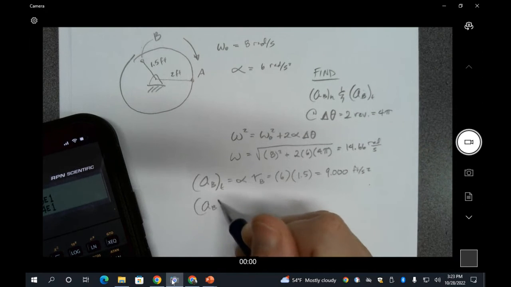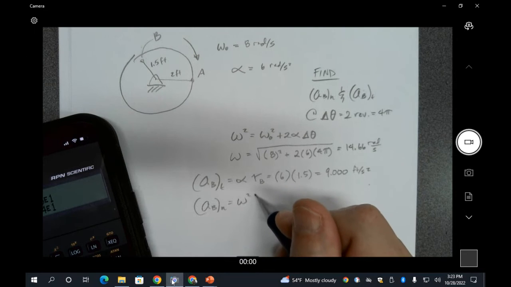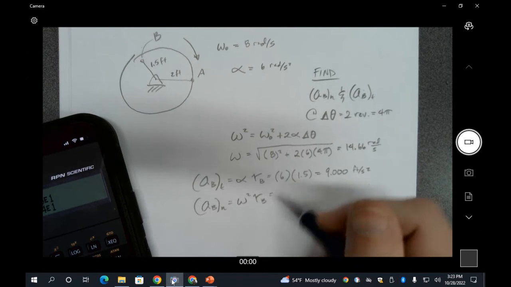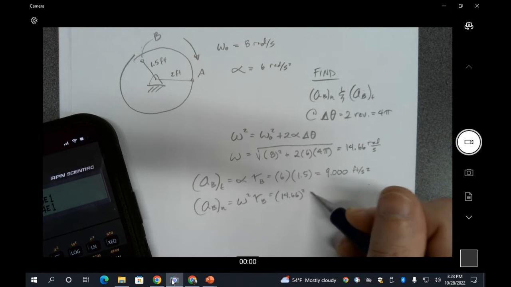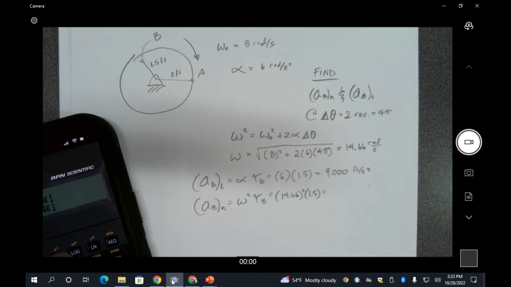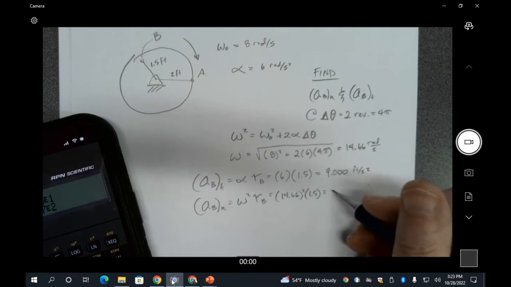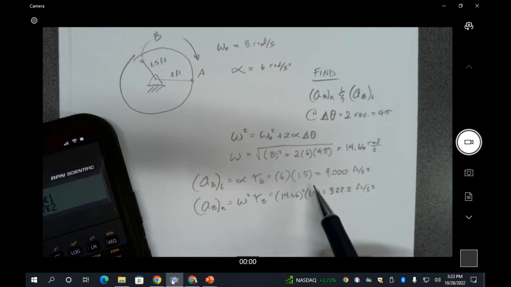And the acceleration of B in the normal direction is going to be that omega squared times r_B. So it's the 14.66 squared times the 1.5. Can't do that in my head. Boom. We get, if I did it right, 322.2 feet per second squared. So that's actually the answer.